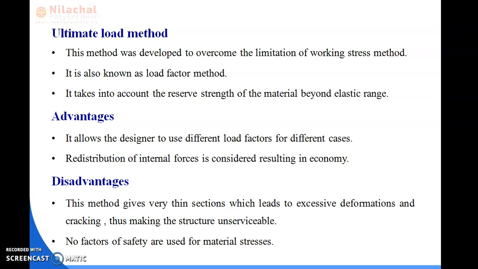In the ultimate load method there are also a lot of demerits, because of which we ignore this method and prefer the limit state method. This method gives very thin sections, which leads to excessive deformation and cracking, making the structure unserviceable.